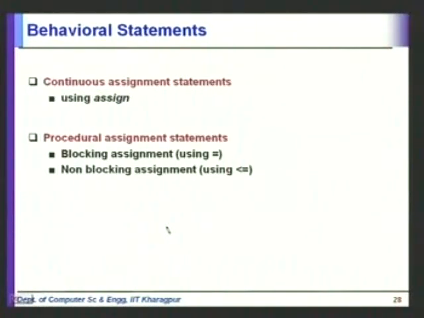Behavioral statements can be of the following types. One is the continuous assignment statement, where we use assign. Continuous assignment means that automatically at all times the assignment is done, right? And procedural assignment statements can be of two types. One is blocking assignment, the other is non-blocking assignment. We will see examples of this shortly.